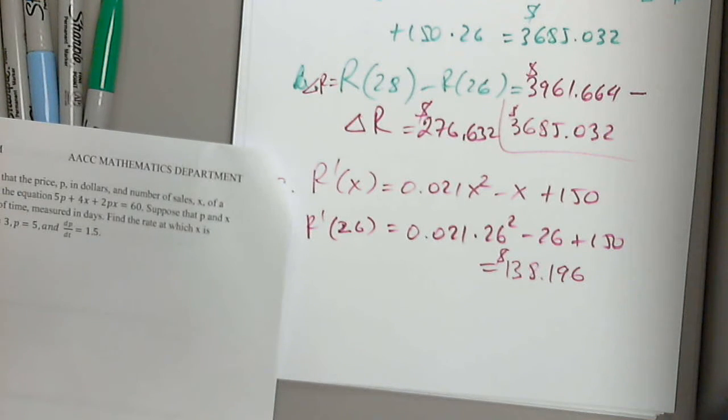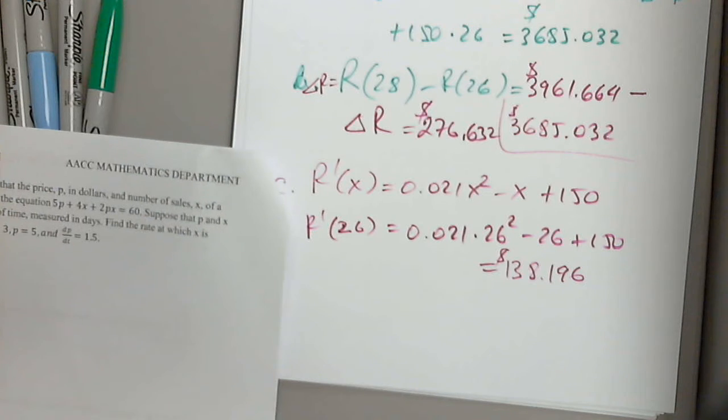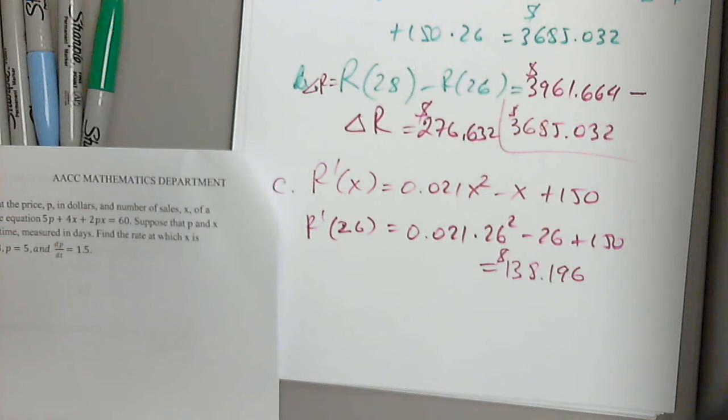The revenue, I'm sorry, the revenue. From the next one, if we produce and sell the 27th, we're going to get a revenue increase of 138. So that's the rate of change.